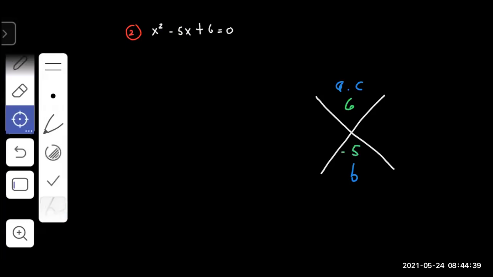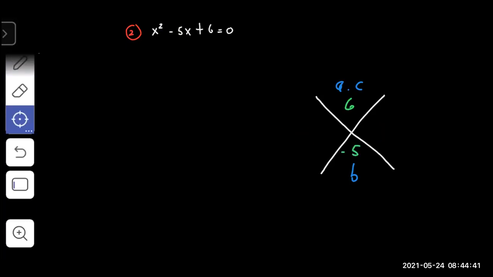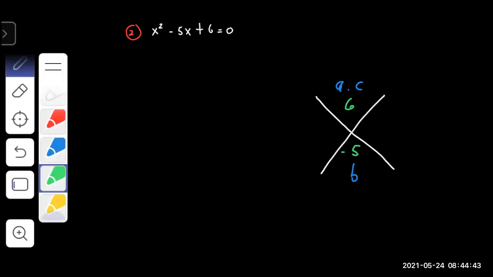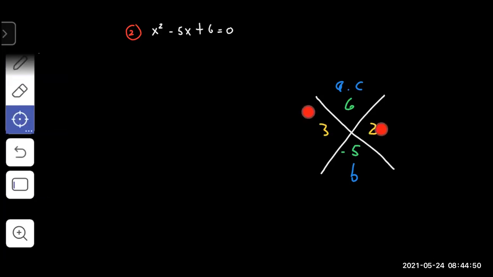And can someone tell me how we can factor 6 into two pieces? Two numbers that multiply to get 6. 3 and 2. 2 and 3, it's the same, right? So 3 times 2 is 6. But now using 3 and 2, guys, how can I get -5? We need both to be negative.